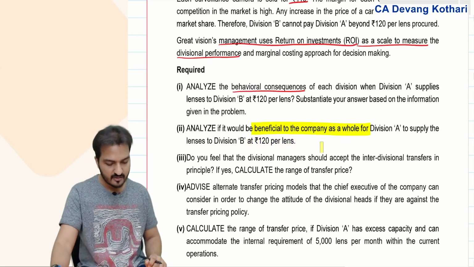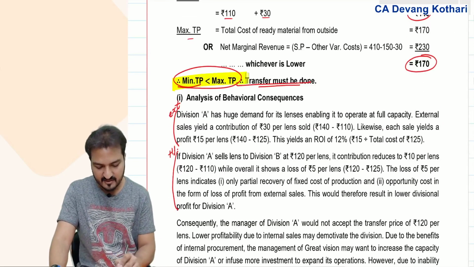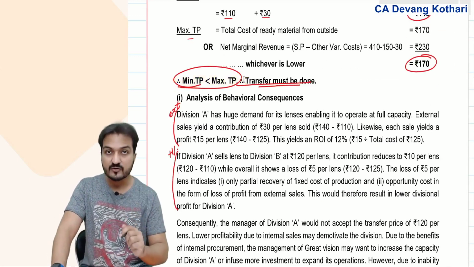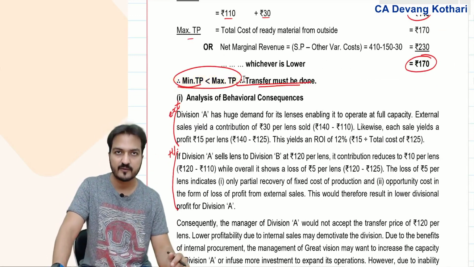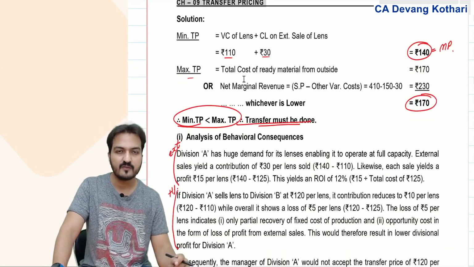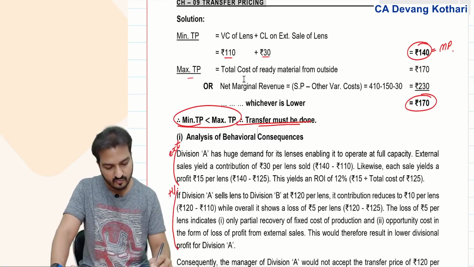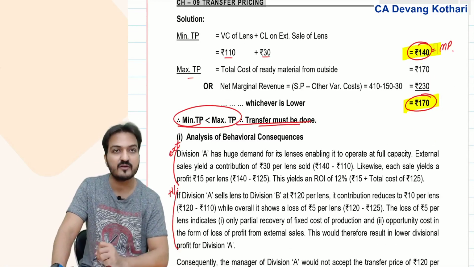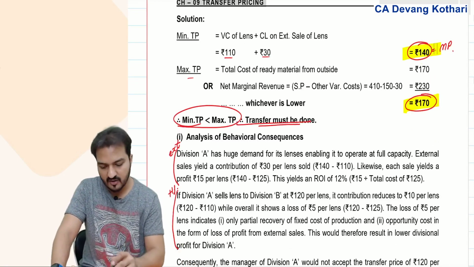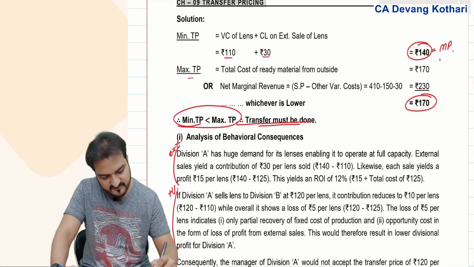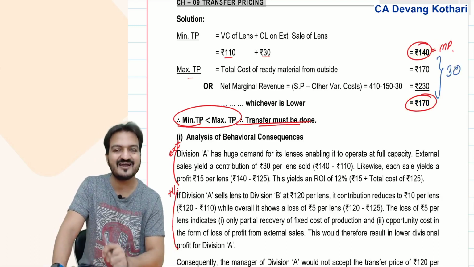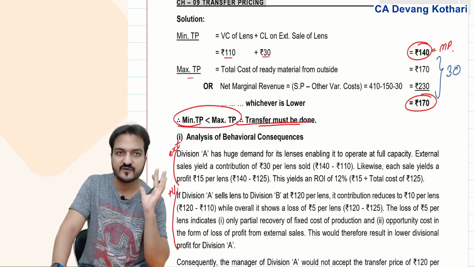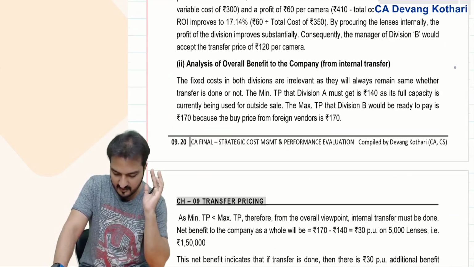Why do I say that? Well, because minimum TP is less than maximum TP. So yes, doing the transfer is beneficial to whole company. In fact, the benefit of the company will always be equal to maximum TP minus minimum TP. How much is the benefit to the company? Well, benefit of doing transfer is this difference of 30 rupees. 30 rupees is the net benefit to the company if transfer is done. That I explain in my second part.